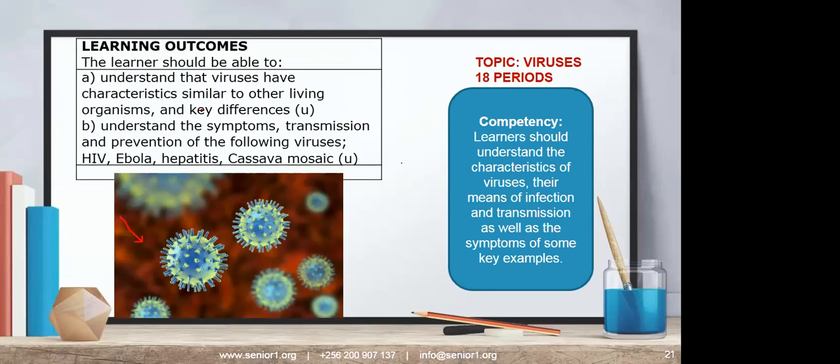A special emphasis will be put on HIV because it is among us, Ebola, because it is in the neighboring country here in Congo, it can easily come to us. Hepatitis, there are so many, but basically we shall talk about hepatitis B because it is more prevalent within this region. Cassava mosaic, and so on and so forth. But the special emphasis will be placed on these viruses. And then so that you can understand the characteristics of viruses, their means of infection and transmission, as well as symptoms and their key examples.